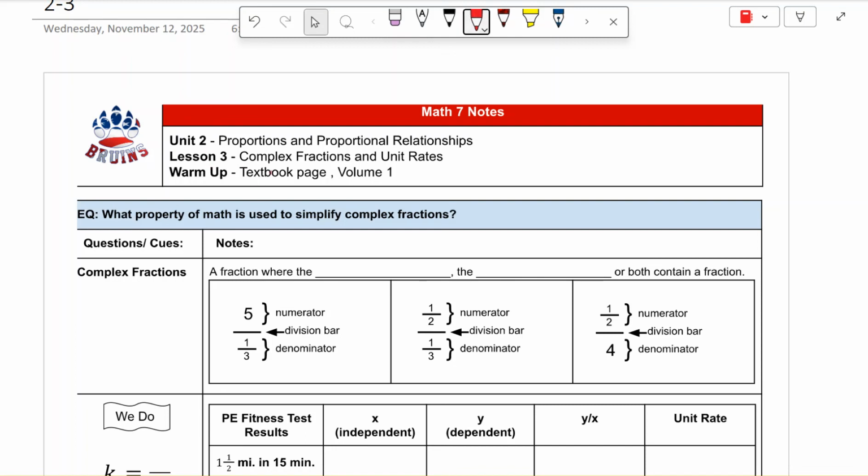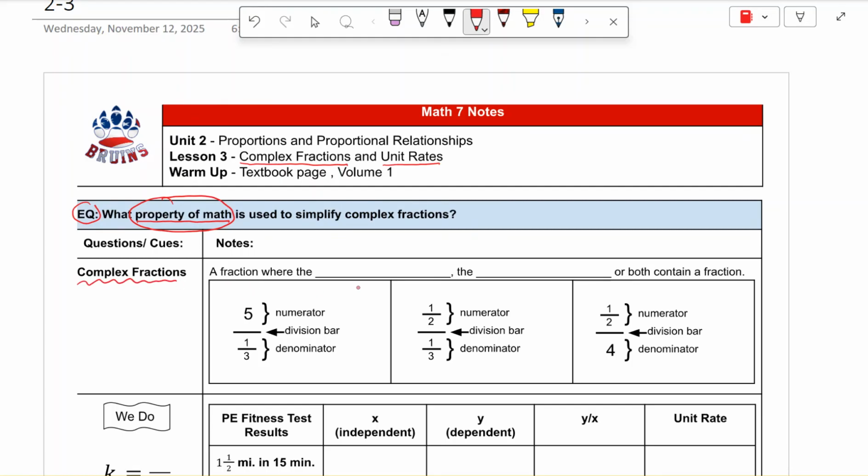Unit 2, Lesson 3, Complex Fractions and Unit Rates. Our essential question is, what property of math is used to simplify complex fractions? Now you're going to have to take careful notes to find out what property it is. I'll mention it a bunch of times. So let's take a look at what complex fractions are.